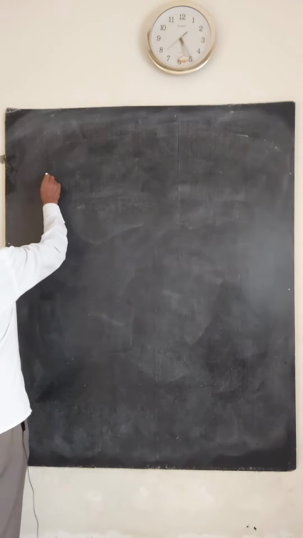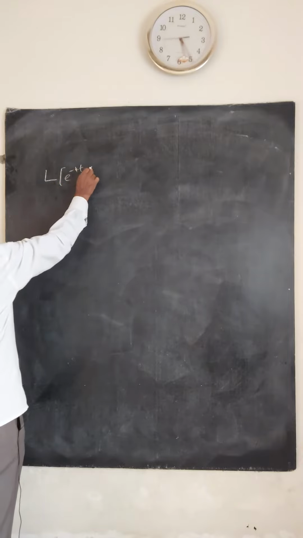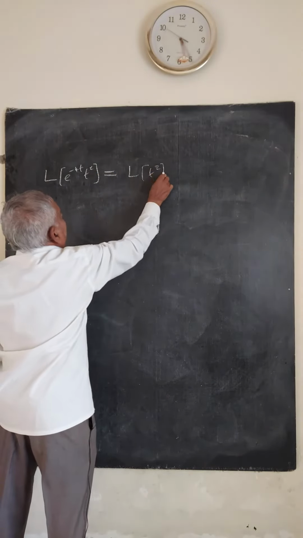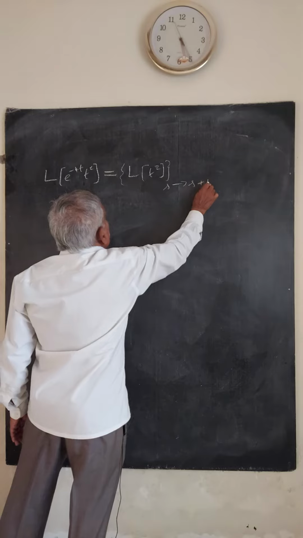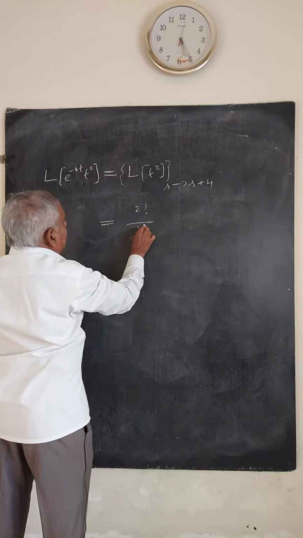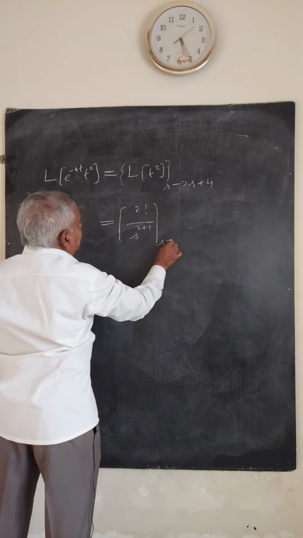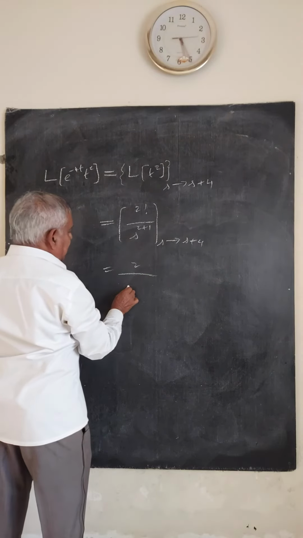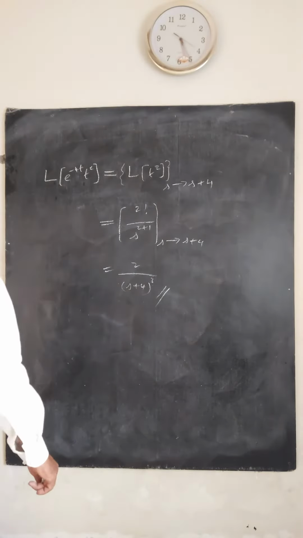Similarly, L of e power minus 4t t square. L of t square is changed with s into s plus 4. For t square, by the eighth formula, 2 factorial divided by s power 2 plus 1. Then s is changed into s plus 4. 2 factorial is 2, so 2 divided by s plus 4 whole cubed is the answer.